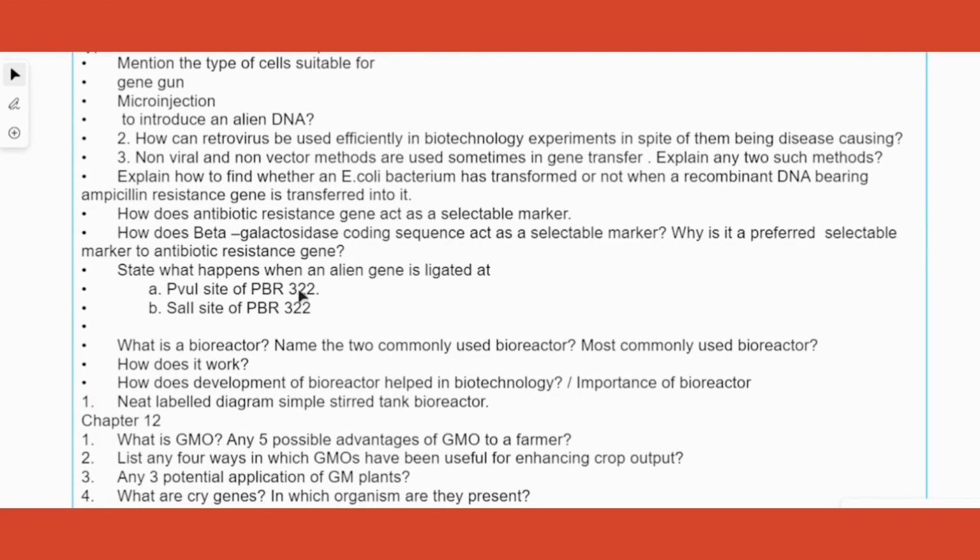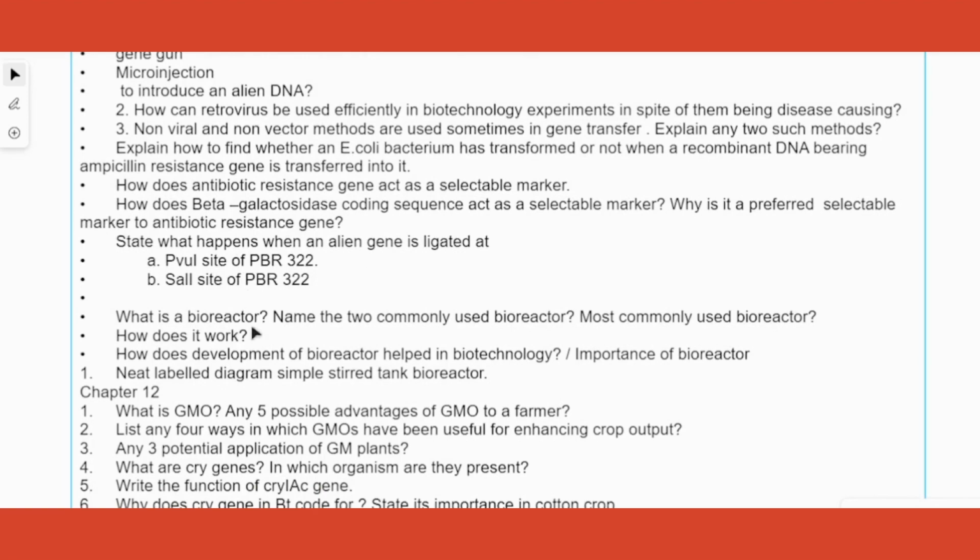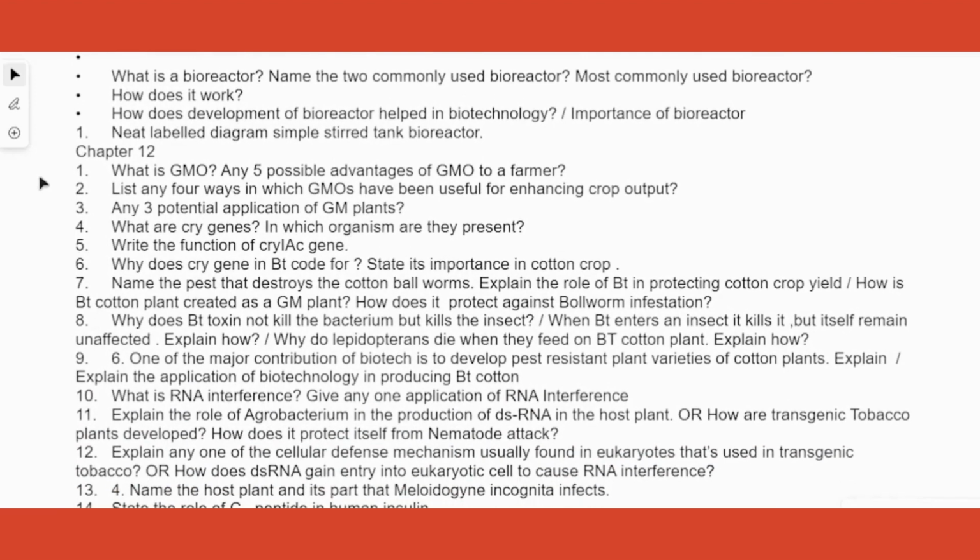You have to know the diagram of PBR 322. They will definitely ask you. Bioreactor is the simplest one. Don't skip that. Chapter 12, again, same thing.